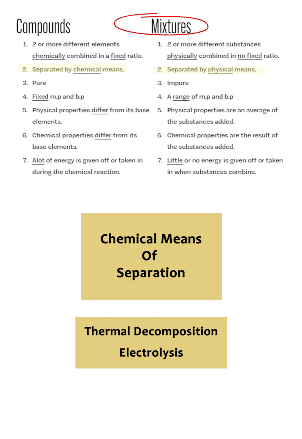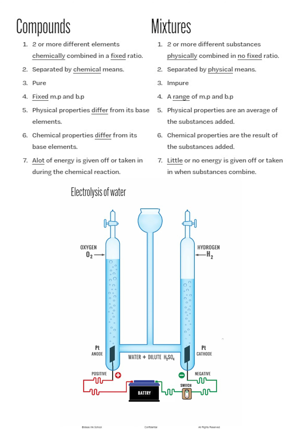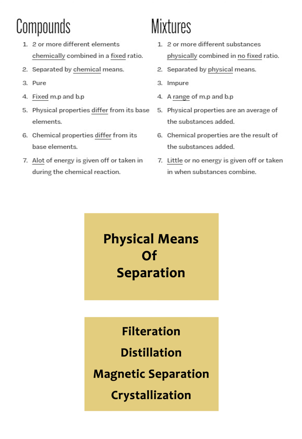Chemical means of separation includes processes like thermal decomposition and electrolysis. For more information about the electrolysis of water, please pause the audio and refer to the diagram in the notes. If we look closely at the setup, note that the volume of hydrogen gas collected is twice the volume of oxygen gas collected. Physical means of separation includes processes like filtration, distillation, magnetic separation, and crystallization. All these techniques will be discussed in subsequent chapters.